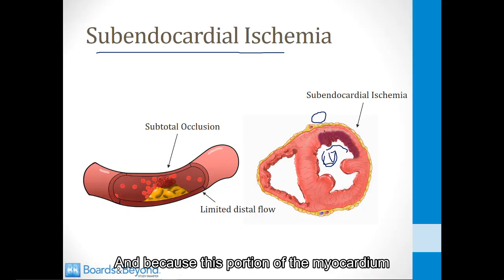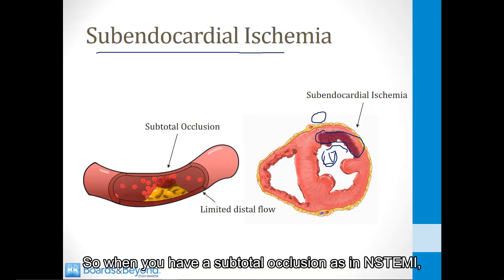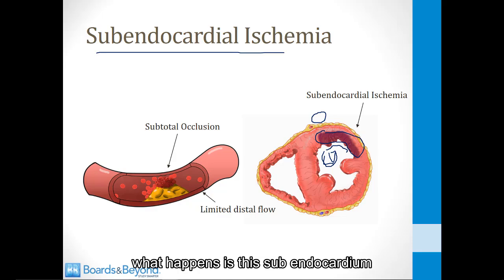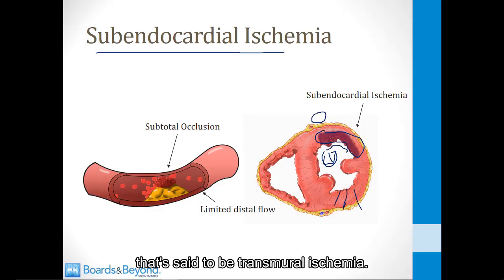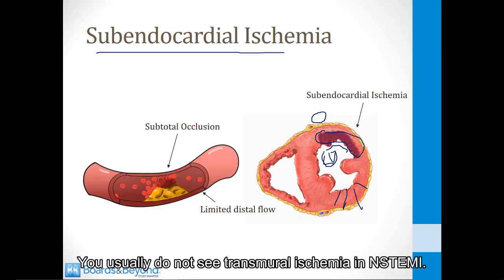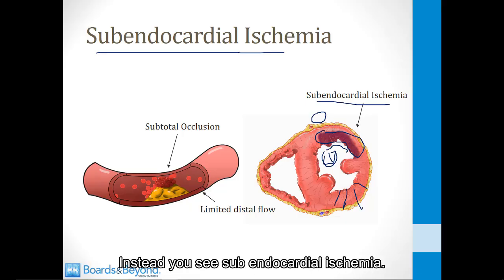And because this portion of the myocardium is furthest away from the coronary vessels, it is the most vulnerable to ischemia. So when you have a subtotal occlusion, as in NSTEMI, this subendocardium usually develops ischemia. And this is different, once again, from a STEMI. In a STEMI, there's complete loss of blood flow, so the entire wall develops ischemia. That's said to be transmural ischemia. You usually do not see transmural ischemia in NSTEMI. Instead, you see subendocardial ischemia.